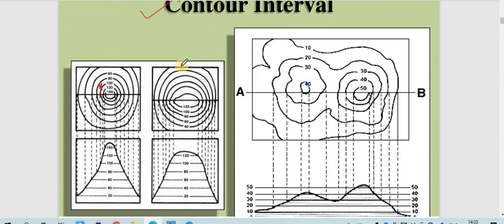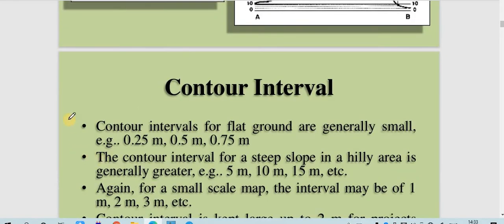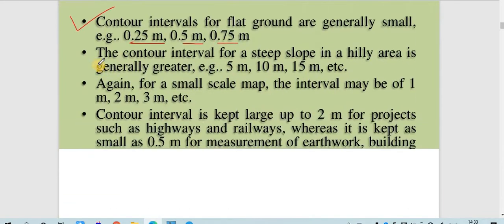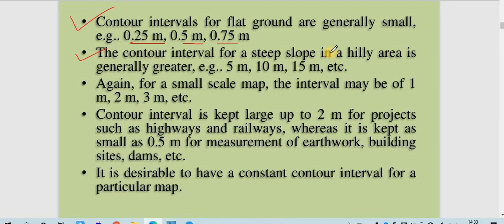Then the next part. The contour interval for flat ground is generally small. So if there is flat ground, the interval will be less. It may be 0.25, 0.5 or 0.75. The contour interval for a steep slope in a hilly area is generally greater, like 5 meter, 10 meter, 15 meter, etc.